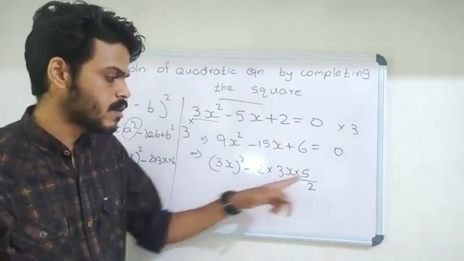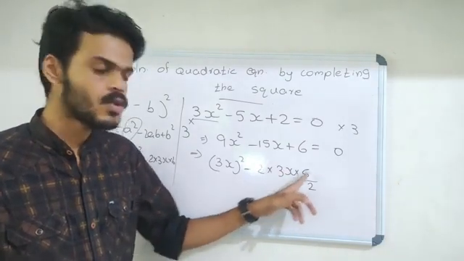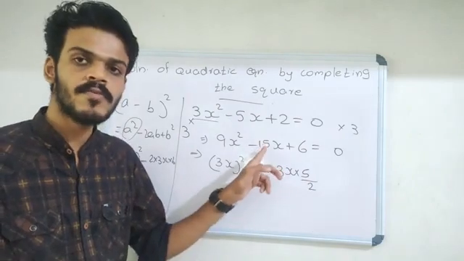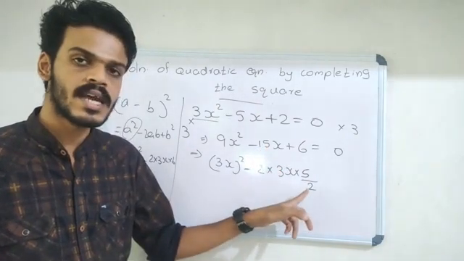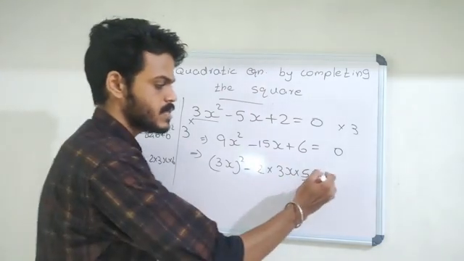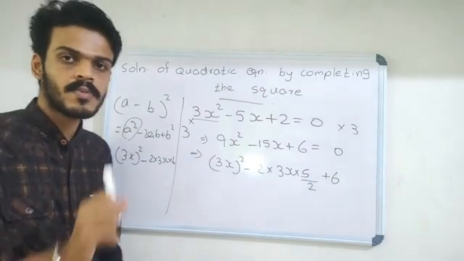So if you are taking b as 5 by 2, 2 into a into b, when you are calculating this will be 15x. Right? 2 will get cancelled. 3x into 5, that is 15x, plus 6. Now one more thing we have to do, like the previous question.